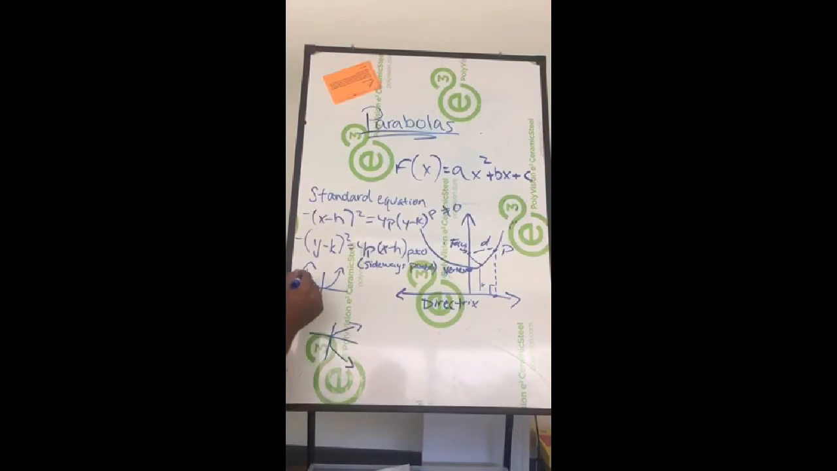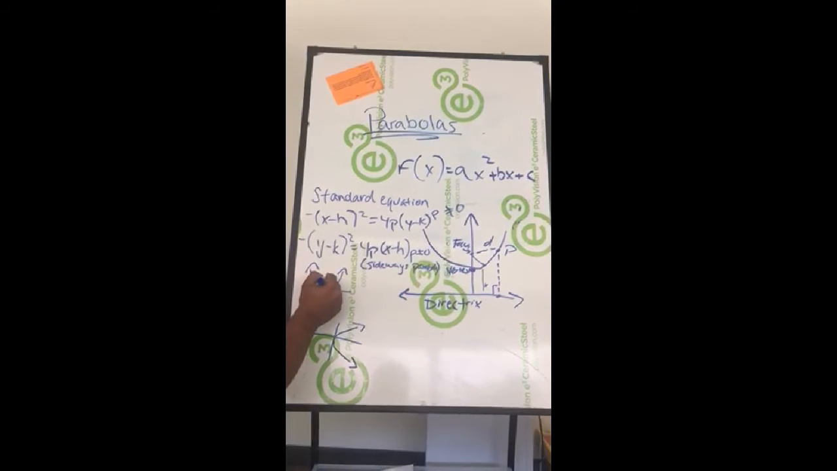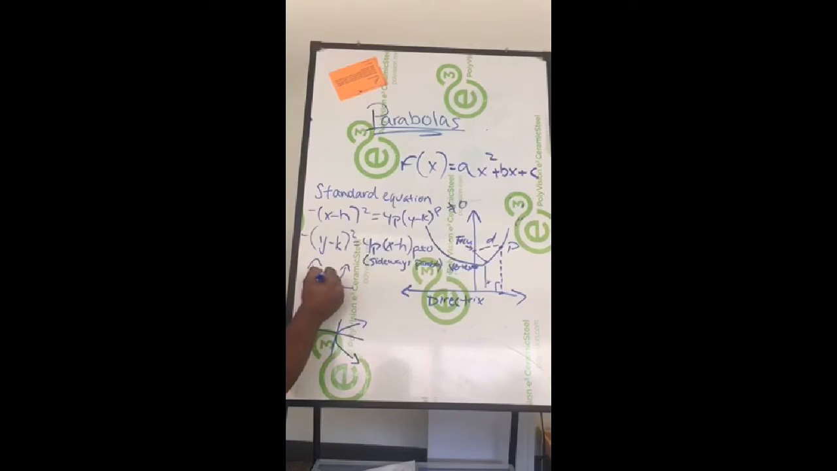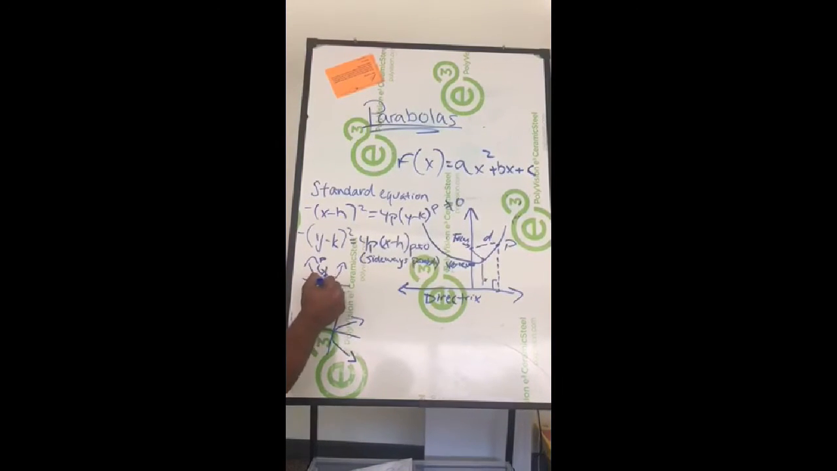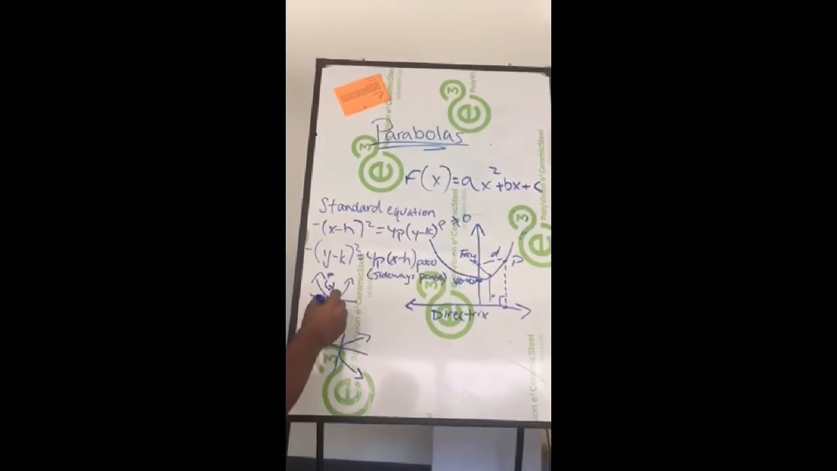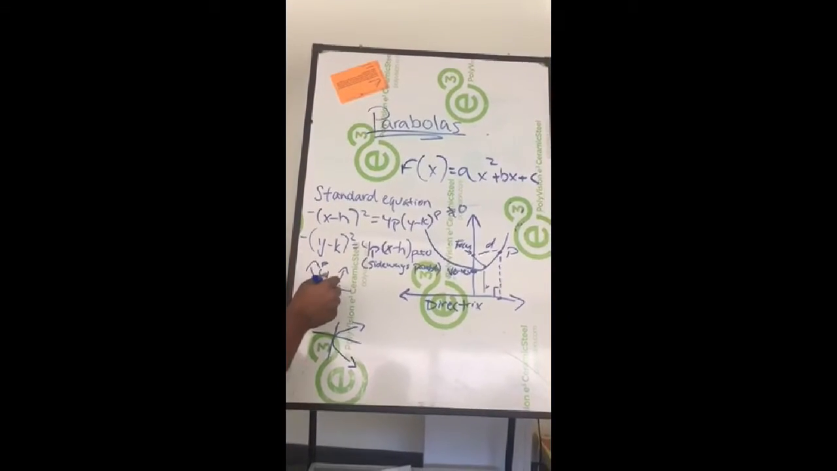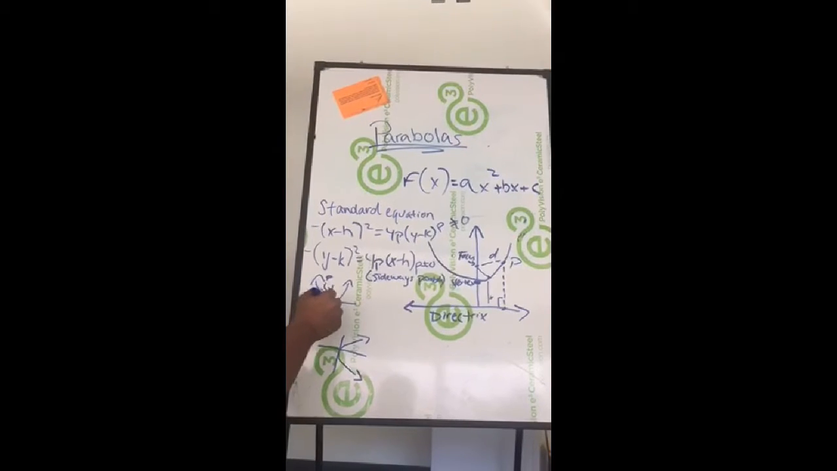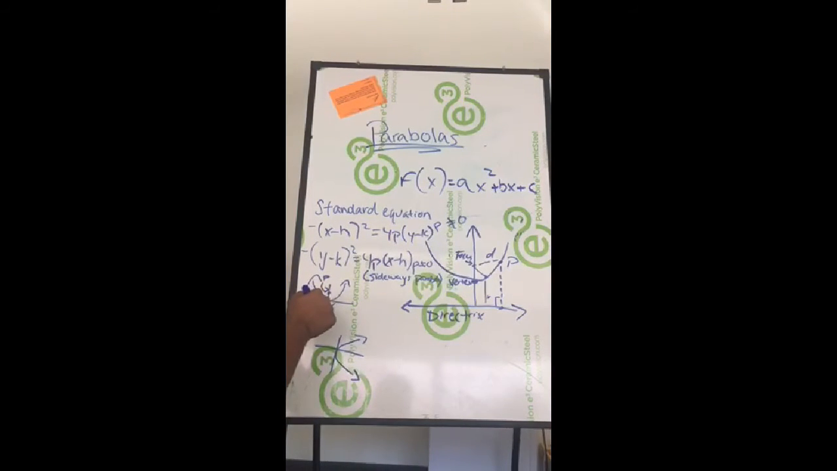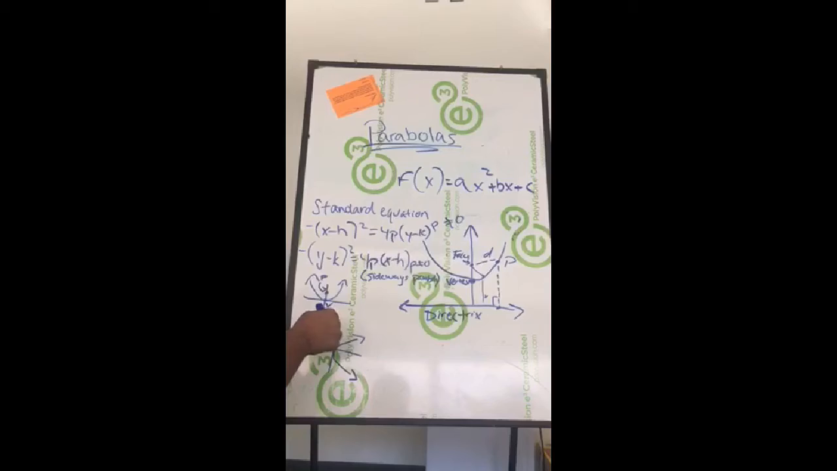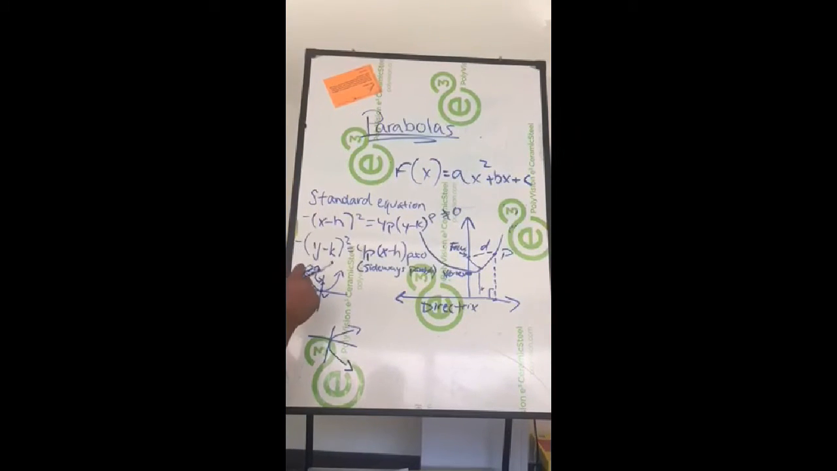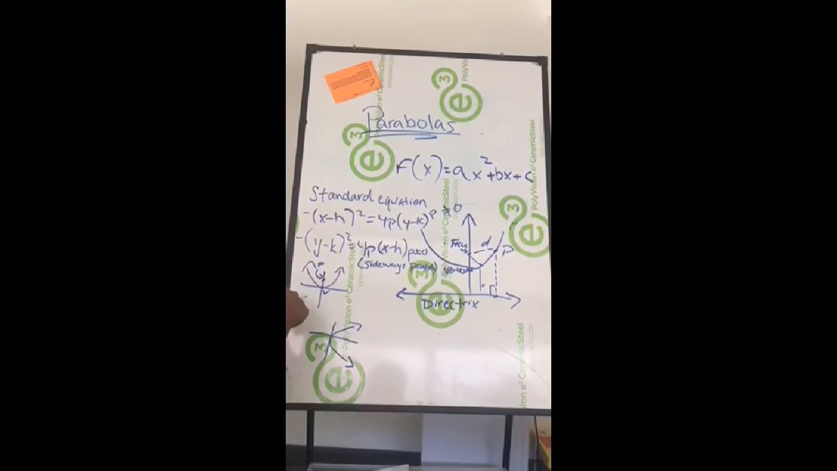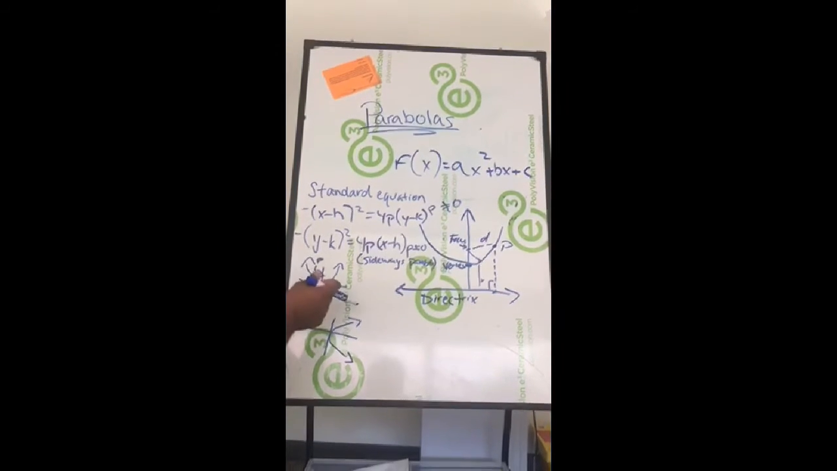From the previous graph, the focus was right here, so P would be this distance right here between the focus and the vertex. Depending on what type of parabola you have, it'll be added to the y coordinate if it's a right side up parabola, or to the x coordinate if it's a sideways parabola. And just know that the vertex is always going to be the midpoint between the focus and the directrix.